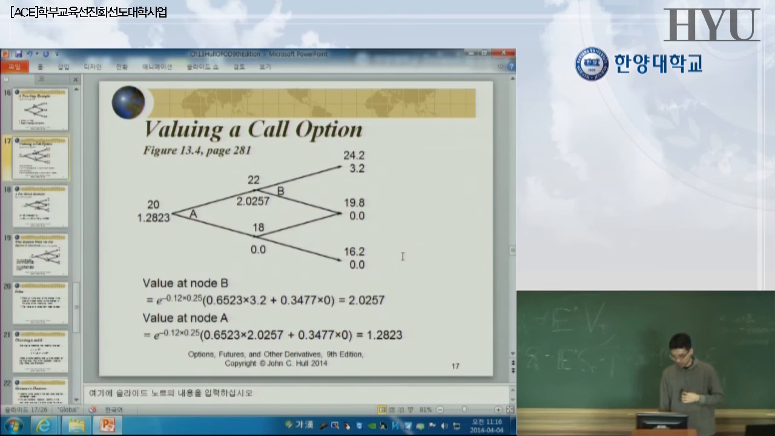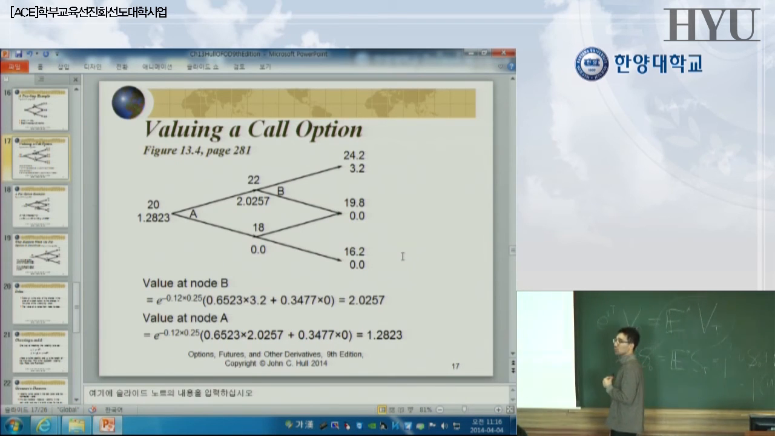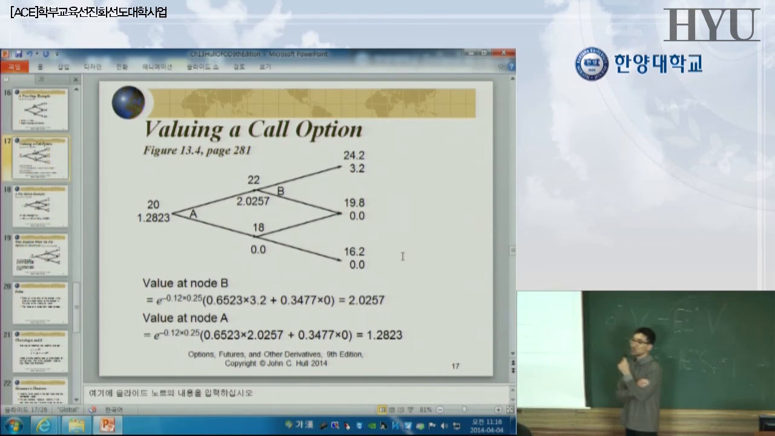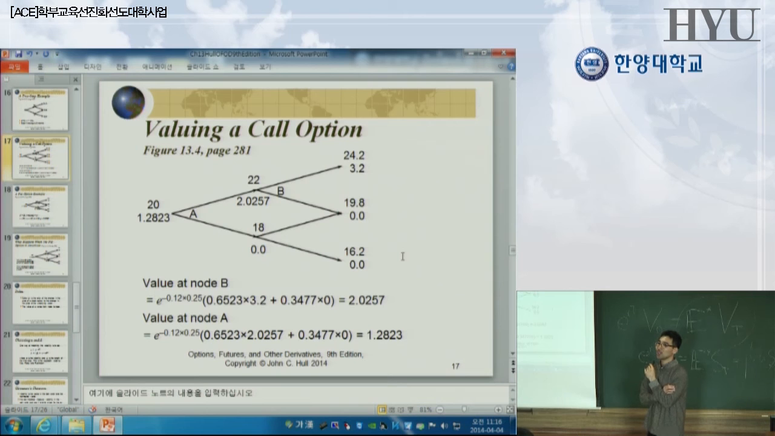We start from the backward. Since the strike price is 21 in the call option, when the stock price is 24.2, we can buy. Call option means that we can buy some asset at the strike price. So if the stock price is 24.2, we can buy an asset whose value is 24.2 at a low price of 21. Therefore, we make money, 3.2. So the value of the call option becomes 3.2.